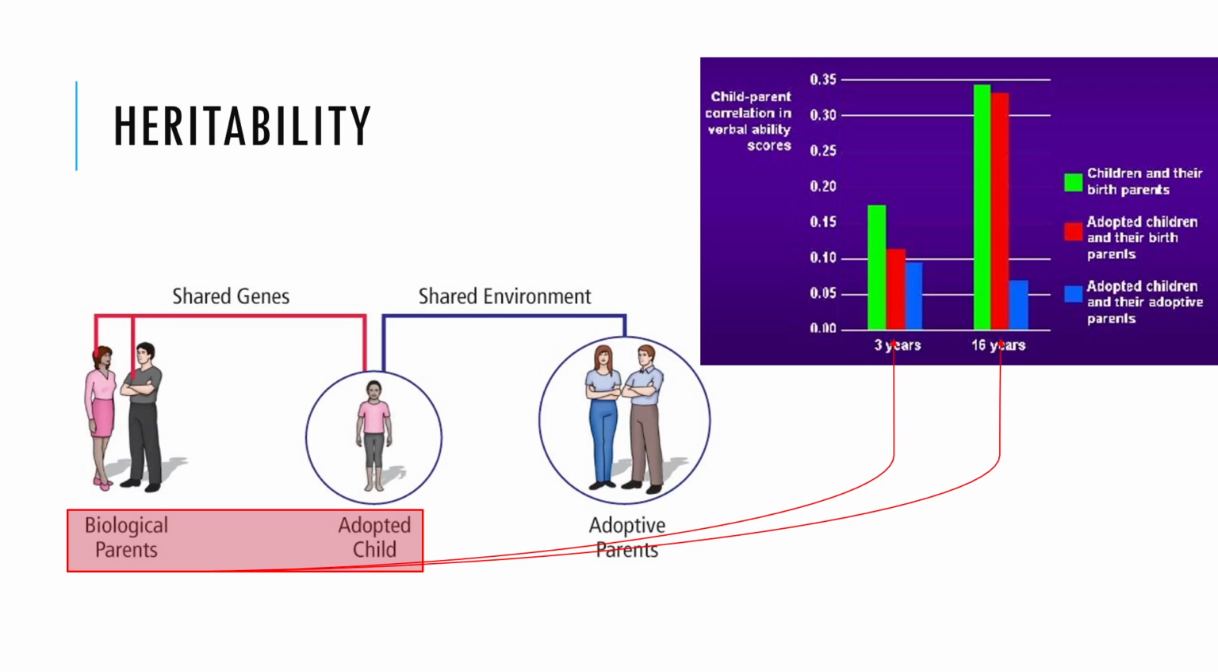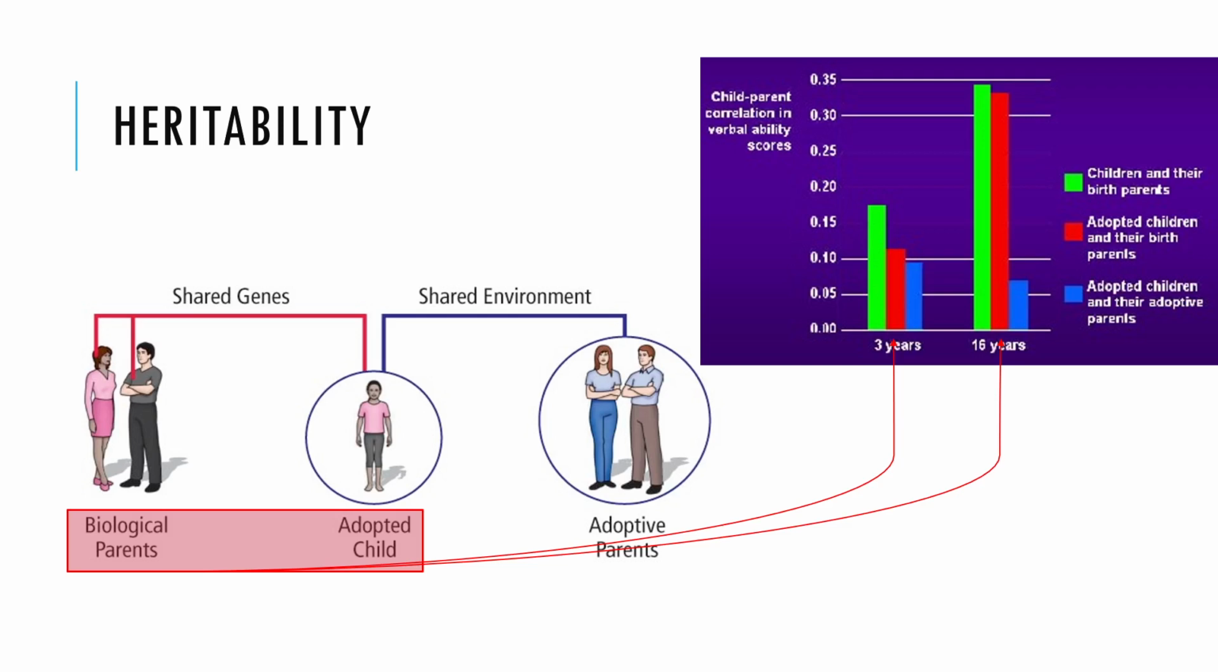Now, that last green bar is looking at children who are raised by their biological parents. And what you see is that, at 3 years, the intelligence score is the highest in the children. The correlation between the children and the parents who gave birth to them and are currently raising them, that's the highest bar, that green bar.